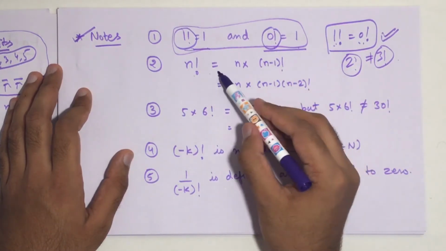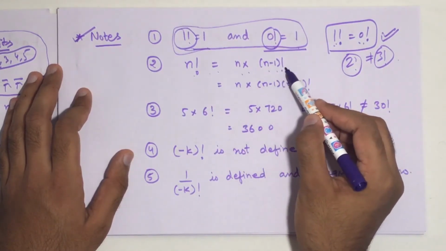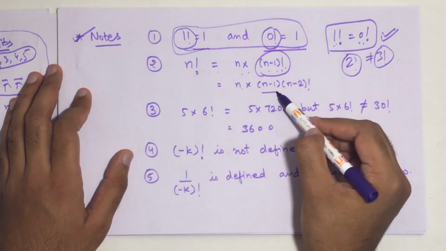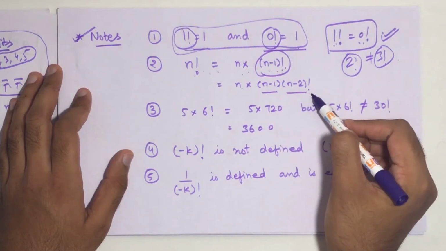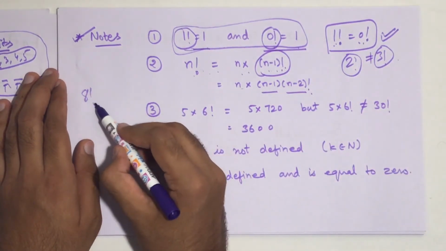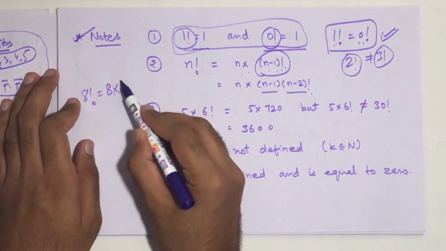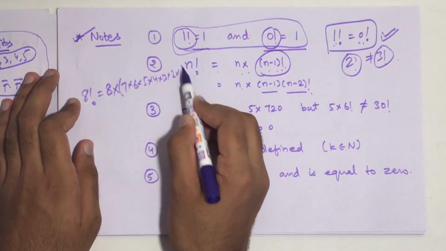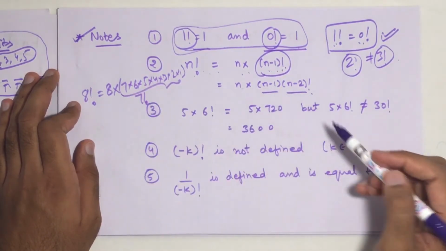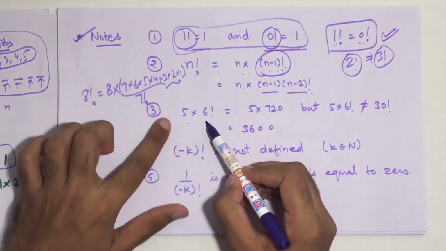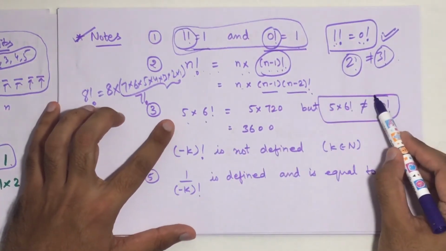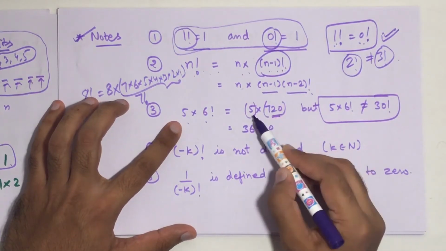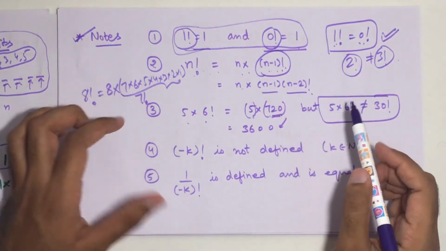Now n factorial can be written as n into n minus 1 factorial. Okay, and further n minus 1 factorial can be written as n minus 1 into n minus 2 factorial. For example, 8 factorial can be written as 8 multiplied by 7 into 6 into 5 into 4 into 3 into 2 into 1, and this quantity can be written as 7 factorial. Also note that 5 into 6 factorial is not equal to 30 factorial, but it is equal to 5 multiplied by 6 factorial separately. So 5 into 720, that is equal to 3600.